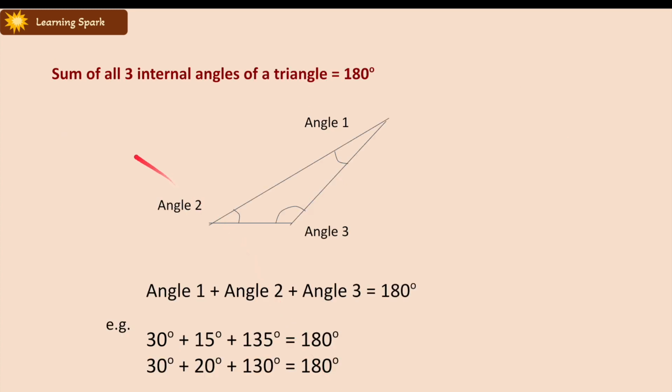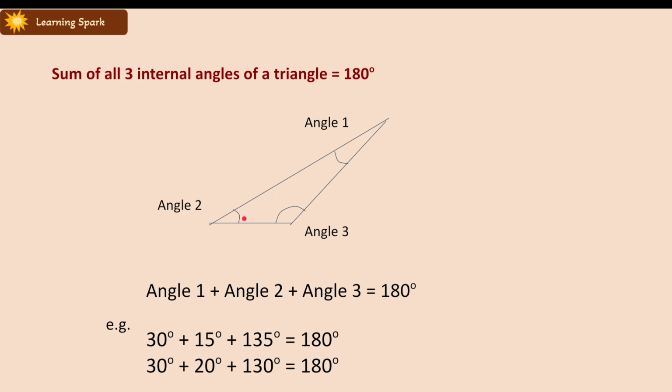Now let's learn a rule which is applied to a triangle. The sum of all three internal angles of a triangle is equal to 180 degree. So this is an internal angle of the triangle. Internal angle simply means that the angle is forming inside the triangle. Okay, there is another angle which is forming between the two line segments, which is this angle, the external angle. Externally this angle is formed and internally this angle is formed. So internal angle simply means that the angle is formed inside the triangle.